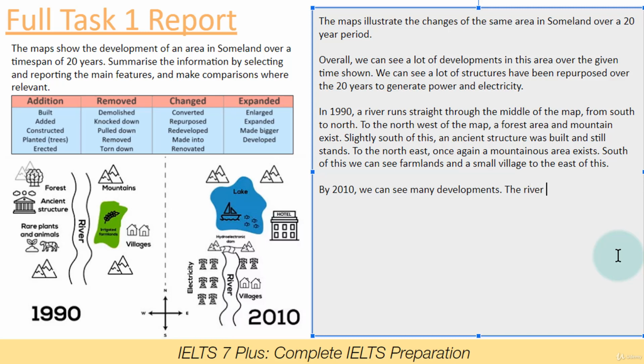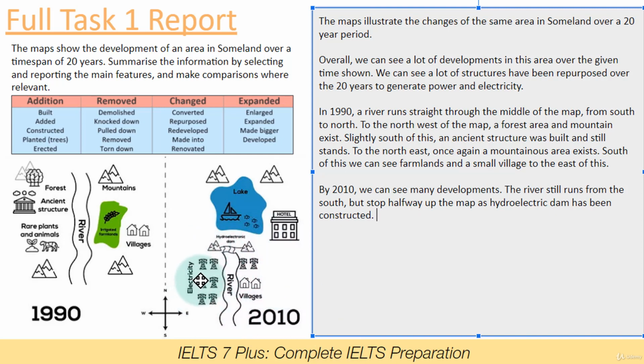So the river still runs from the south, but stops halfway up the map as a hydroelectric dam has been, and then we can use this, added, built, added, constructed. I like that. Has been constructed. So I've done this top part. I've talked about the river. Now I need to say west of the river and east of the river.